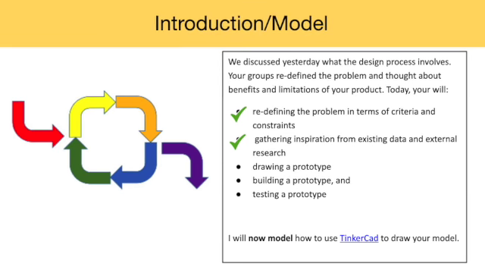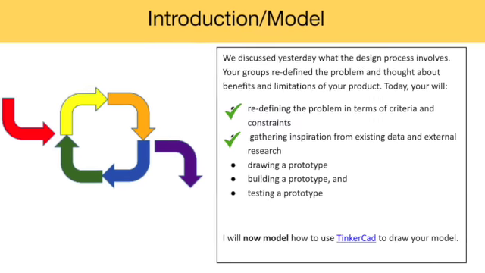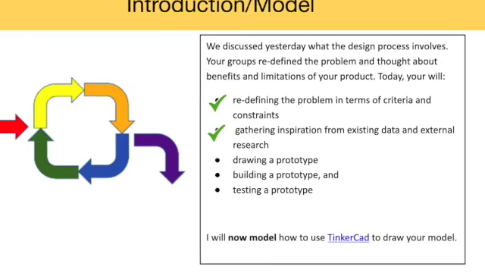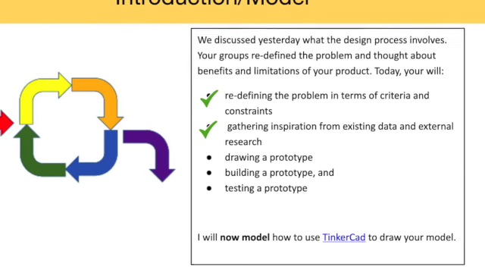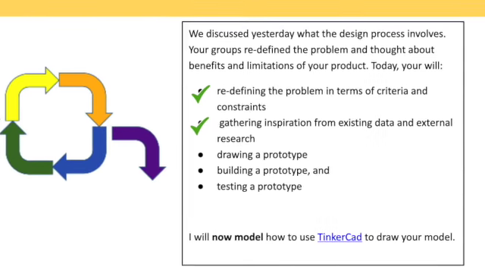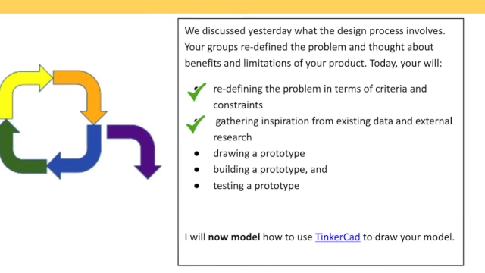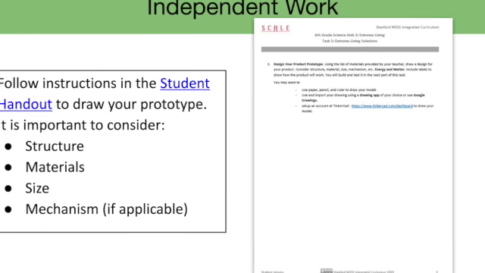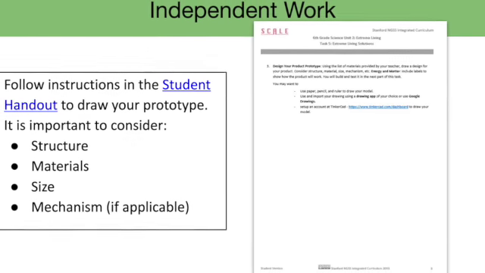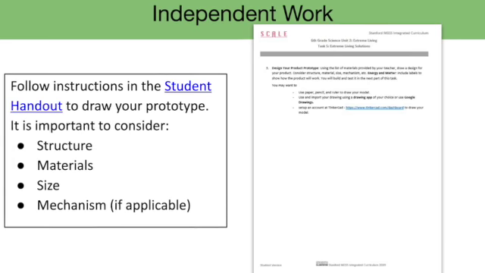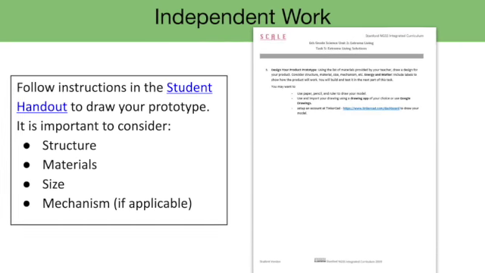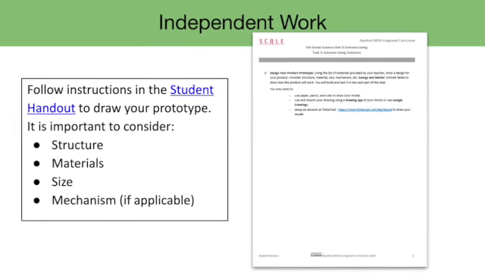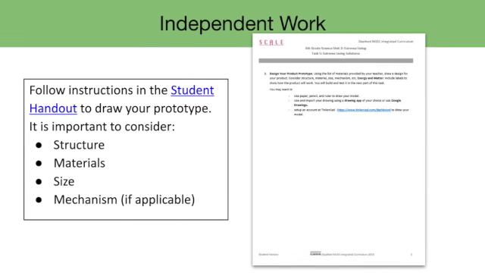Review where you are in the design process. This will help students see the continuity between the planning phase and the drawing or building phase, as well as consider what they will need to do in order to realistically build and test their product. Make sure that students return to their previous work in the student handout so that they can use their criteria and constraints when creating their drawing. They must also consider the structure, materials, size, and mechanism of their product, especially with regard to how realistic it is for them to actually build.